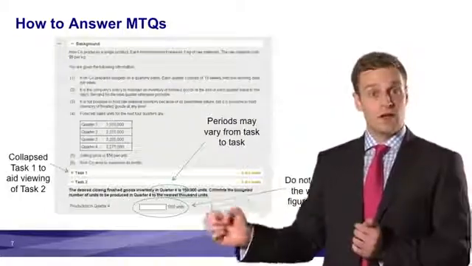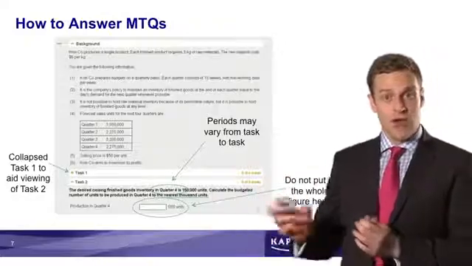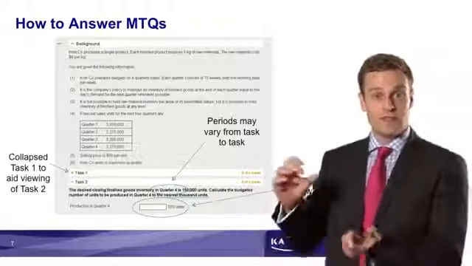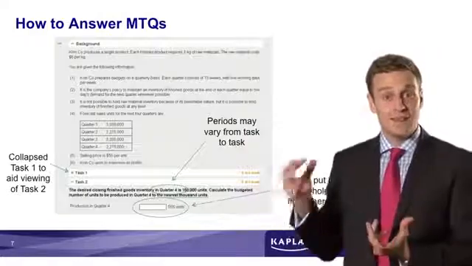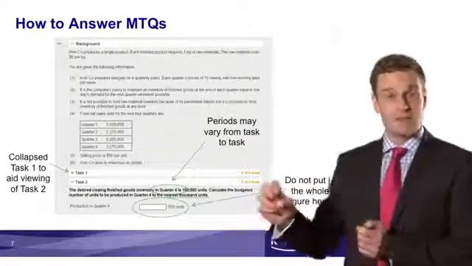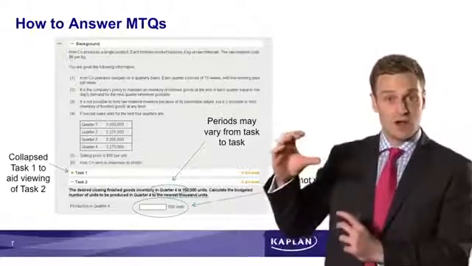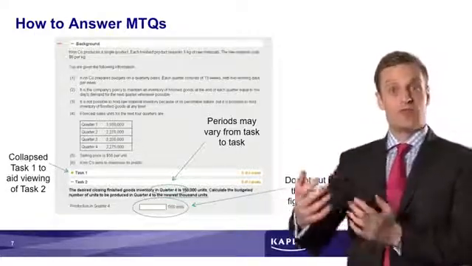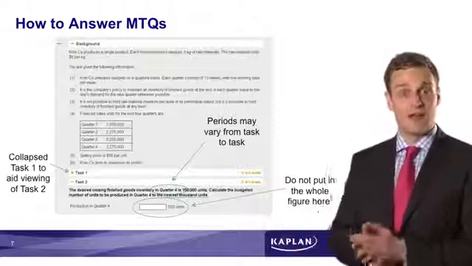On this example, I have collapsed task 1 just to show you how it can be useful. So now we can still see this scenario, and you'll quite often get these scenarios at the start of a multiple task question, and therefore we can still see task 2 and the scenario. We've completed task 1, so therefore you can collapse that and it makes it easier to look at your screen.